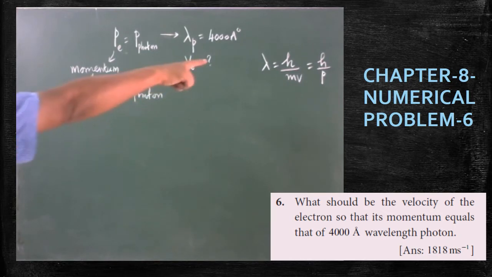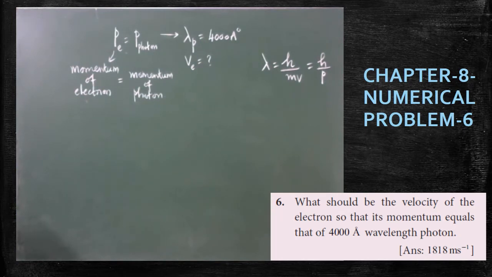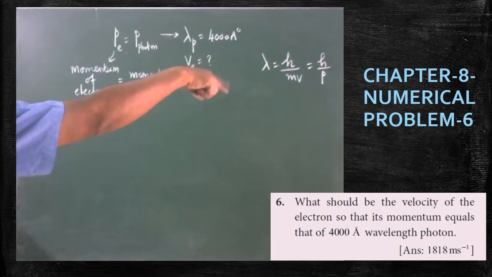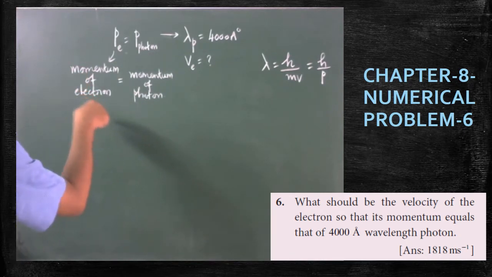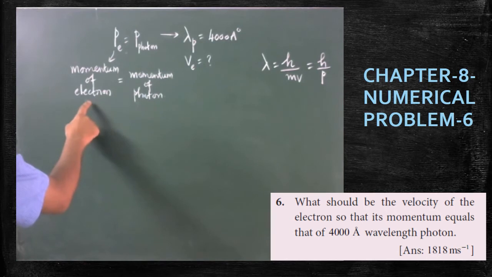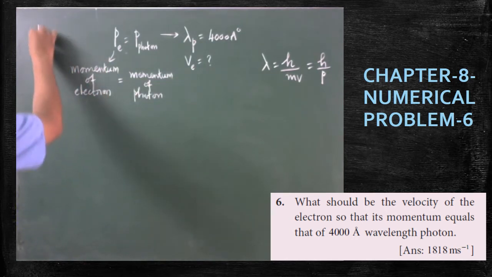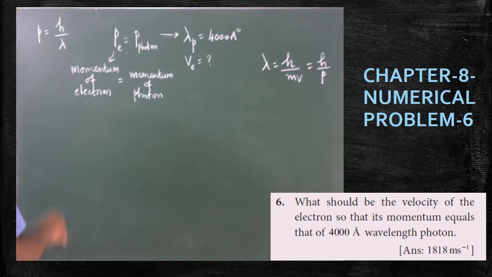The basic formulas are given. The de Broglie wavelength of a matter wave is given by lambda is equal to h by mv, which is equal to h by p. Here mv is replaced by momentum. By using this formula we can solve the problem. First I will write the formula for momentum. So momentum can be written as p is equal to h by lambda.